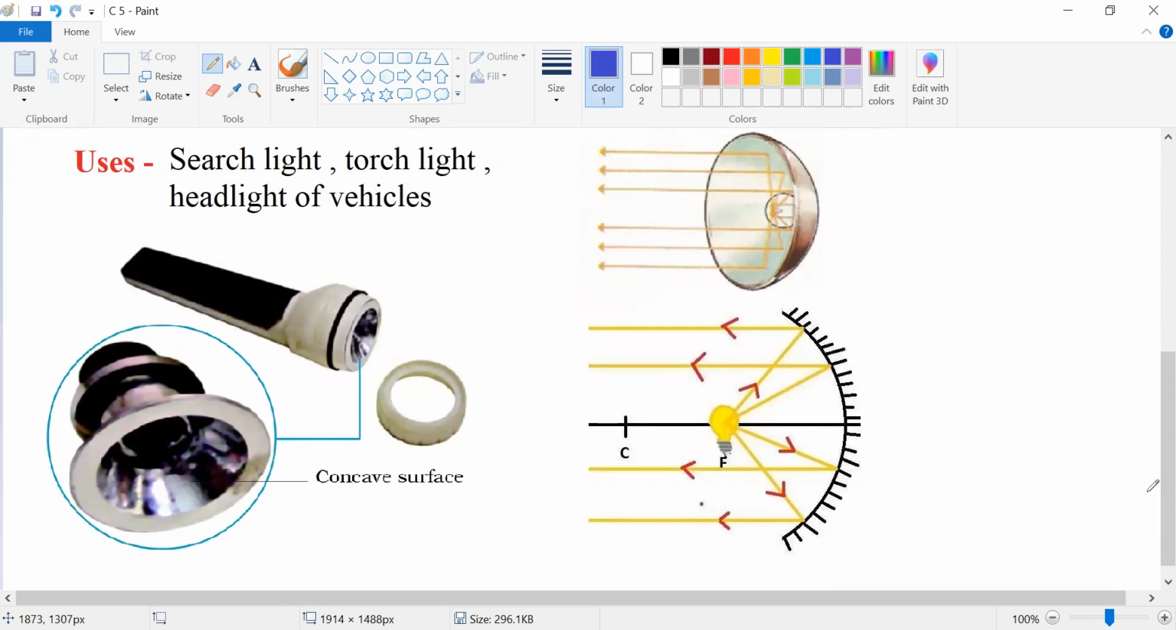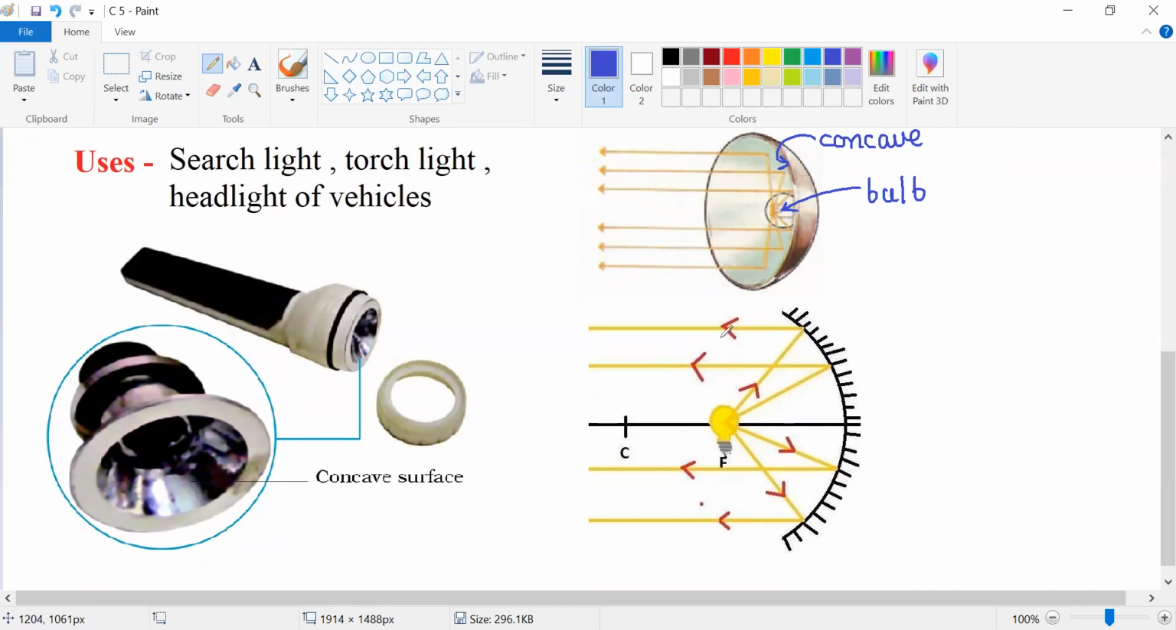So if you see a searchlight or a torchlight or a headlight of a vehicle, they have a typical same kind of structure. There is a concave surface and there is a bulb. So if you see over here, there is a concave surface and there is this bulb which is being placed at the focus of the concave reflector. So when the bulb is placed at the focus of a concave reflector, what will happen? The light rays which are coming from focus will be striking a concave mirror. And you know that after reflection, all of them will become parallel to each other.